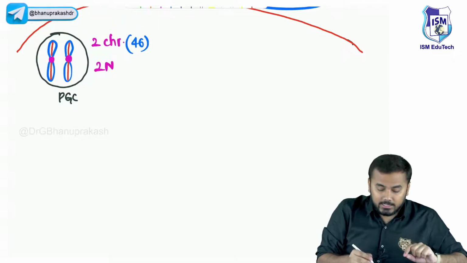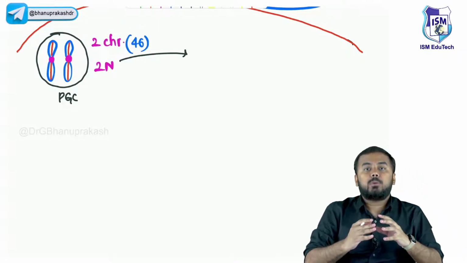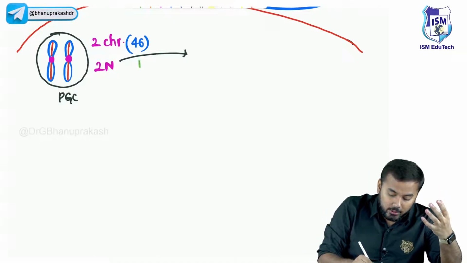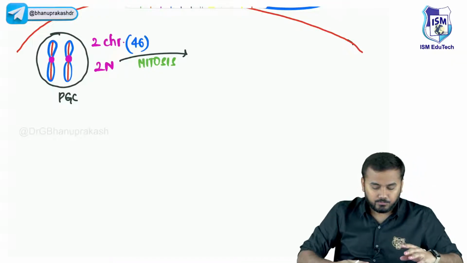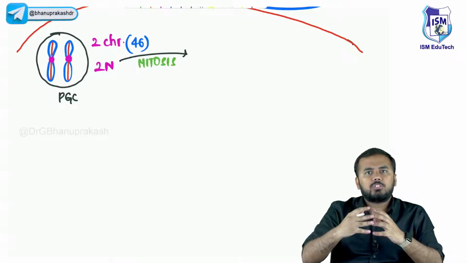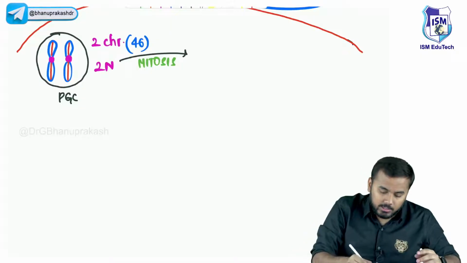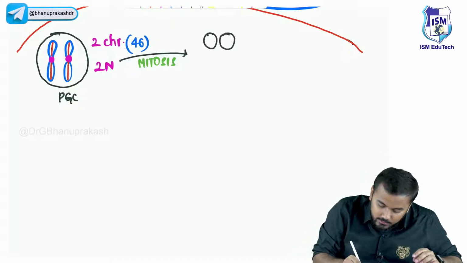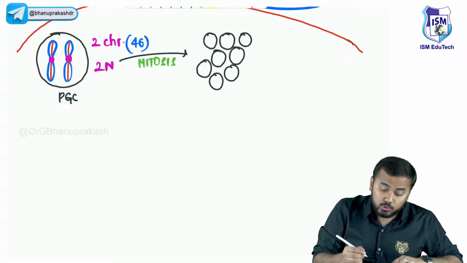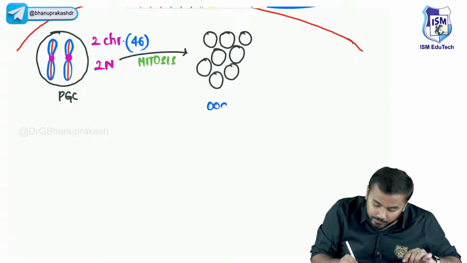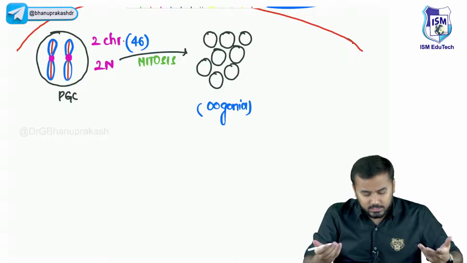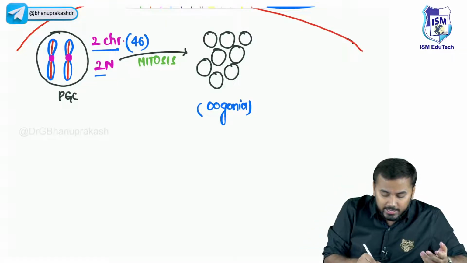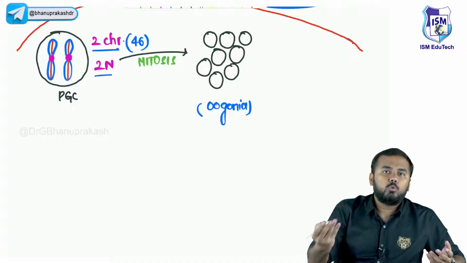Now, these primordial germ cells, by a process called mitosis, guys, don't write anything, just listen to whatever I'm telling. These primordial germ cells, by a process called mitosis, keep on dividing. So they keep on dividing like this. Whatever divisions they have done, these are called oogonia. What are these called? Oogonia. Sir, what is the genetic makeup of oogonia? The same thing. Two chromosomes in each and 2N genetic material.